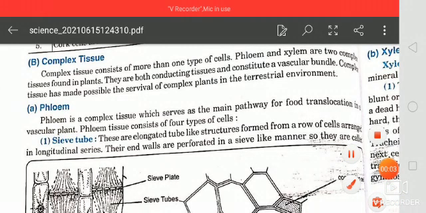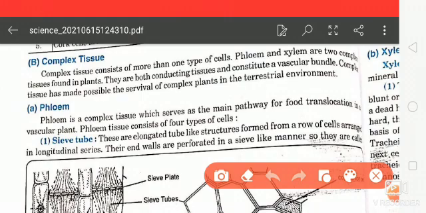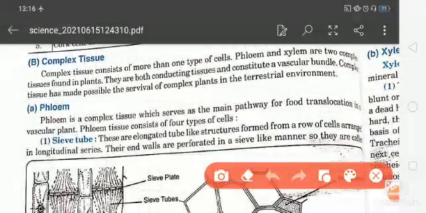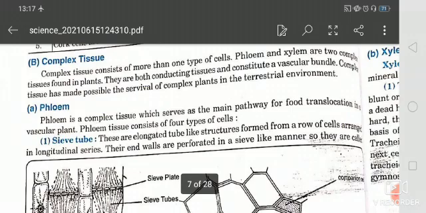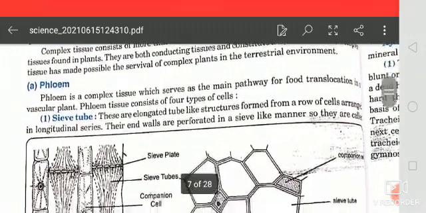Welcome to the class. Students, in our previous video we discussed the simple permanent tissues. In that we studied parenchyma, collenchyma and sclerenchyma, and today we will study the complex permanent tissues. The complex tissues are the phloem and xylem. Students, first we will study the phloem.